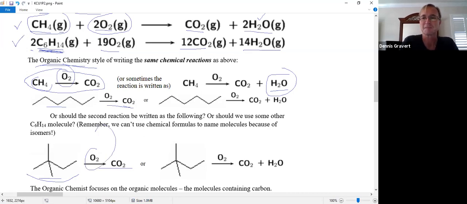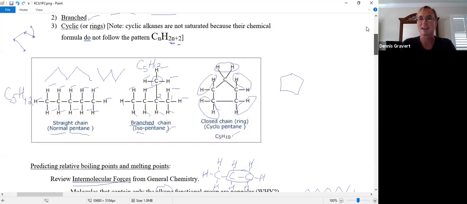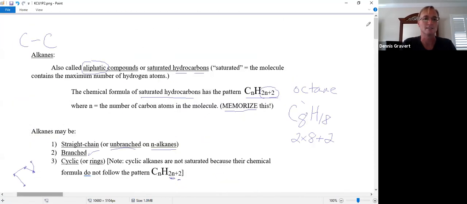Okay, nice shortcut. So we're going to get used to drawing our reactions this way. And in lab reports, we're going to go back to the old Gen Chem fashion when we have to balance our equations and calculate the limiting reagent, calculate the percent yield. Yeah, you'll do that in the lab. But on the exams, we're focusing on carbon. We're going to take this shortcut method of writing a chemical reaction. Okay, that column of data is done.